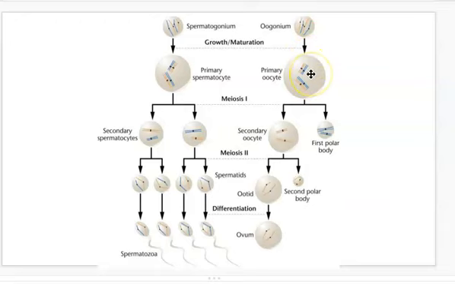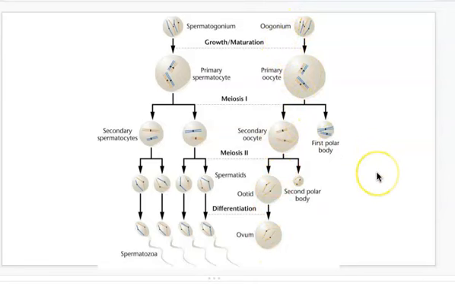Oogonia to primary oocyte is mitosis. Primary oocyte to secondary oocyte, meiosis I, only finishes right before ovulation in the one primary oocyte per month. Secondary oocyte to ovum only occurs if fertilization has occurred, and that is meiosis II. So again, you might need to listen to that again to go through the process.